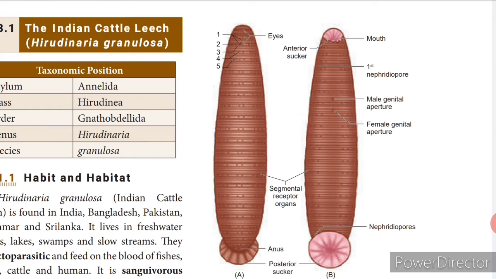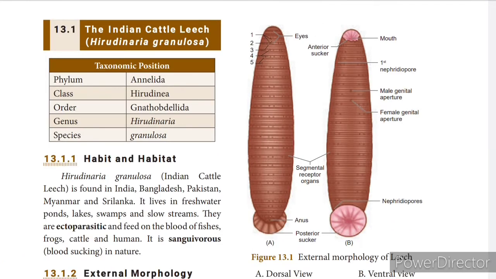Now the segmentation of the body of the leech is called metamerism. Questions on metamerism are often asked in question papers, children. The question may be this way: segmentation of the leech is known as dash. The answer will be metamerism.